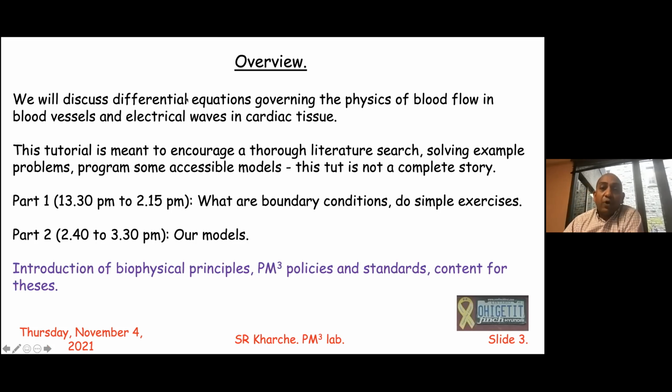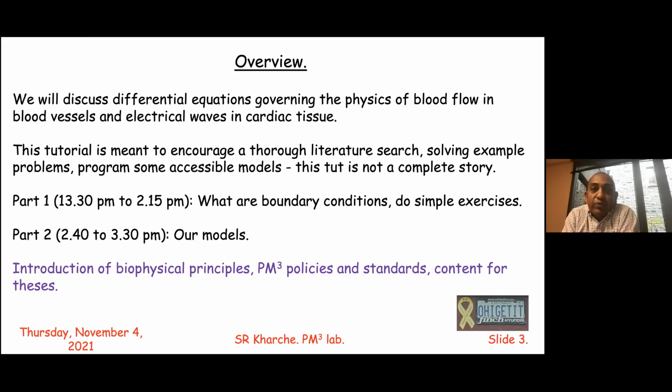Now, an overview of what is to happen today is that we will discuss something called differential equations that govern the physics of either blood flow in blood vessels or electrical waves, especially in cardiac tissue. As Randa was saying, we are also concerned with electrical waves in cardiac tissue, in addition to blood flow in blood vessels. This tutorial, as I said, is in no way complete, but is meant to encourage, especially our fourth years and our master students, a thorough literature search.